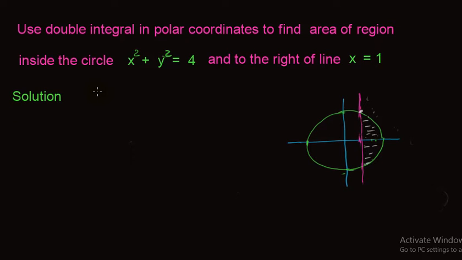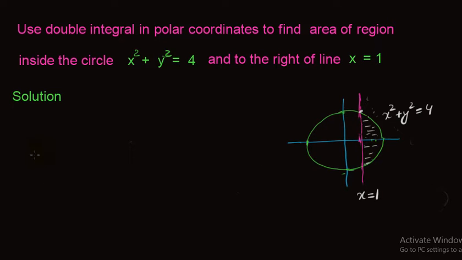In this video lecture we are going to learn how to find the area of a region that lies inside the circle x square plus y square equal to 4 and to the right of line x equal to 1 by using double integral and polar coordinates. So we have to find the area of a region that lies inside the circle x square plus y square equal to 4 and to the right of line x equal to 1. We have to find the area of this shaded region.